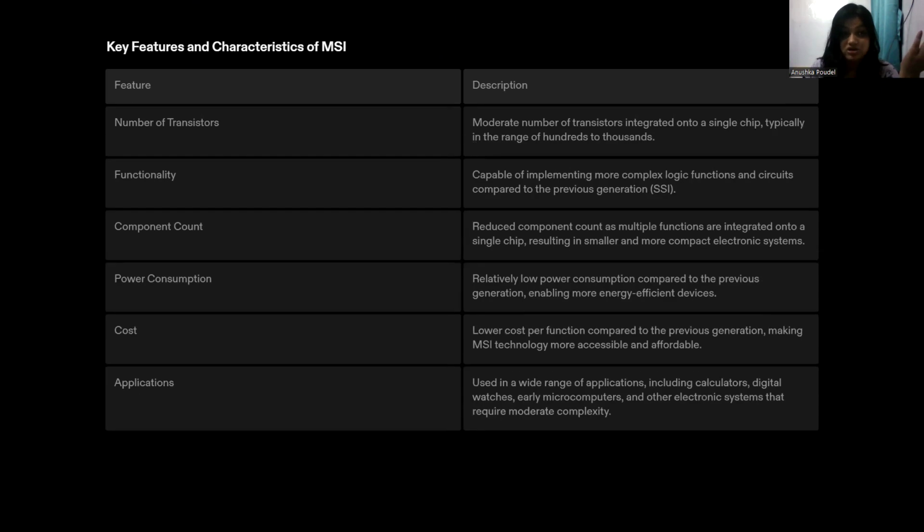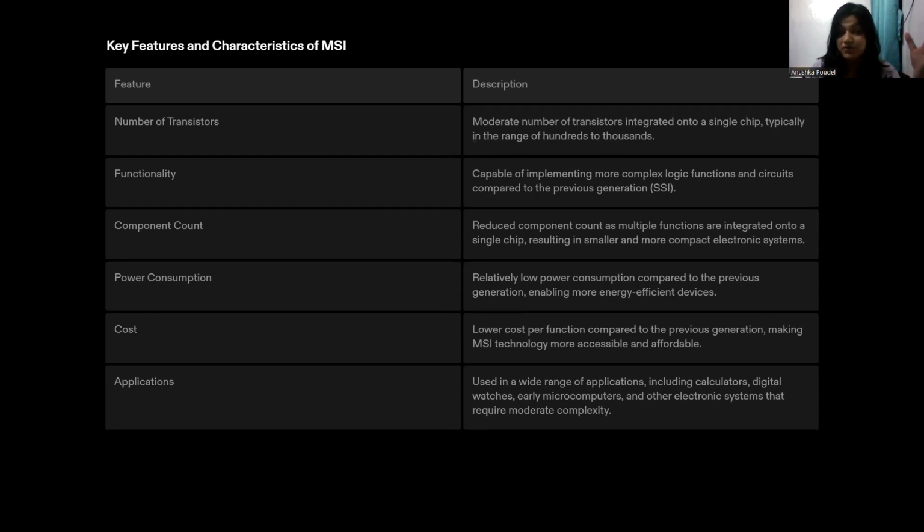Let's look into the key features. Number of transistors: a moderate number of transistors integrated onto a single chip, typically in the range of hundreds to thousands. Functionality: it was capable of implementing more complex logic functions and circuits compared to the previous generation, that is SSI. Component count: reduced, as multiple functions are integrated onto a single chip, resulting in a smaller and more compact electronic system.